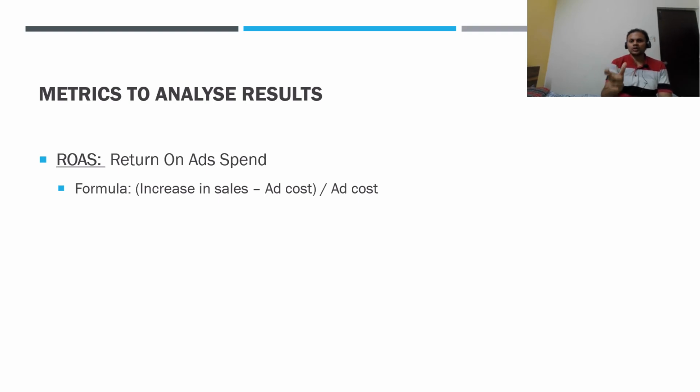So what has happened when the ad was being run is you have seen an increment in your sales of 10 lakhs. So your formula is 10 lakhs minus your ad spend, whatever that amount was. Let's say you spent 2 lakhs on that. So 10 lakhs minus 2 lakhs, divided by 2 lakhs, right? Which comes down to 4. So that, you see, is how you measure return on ad spend. Any return on ad spend above 1 is a good indicator of success. Below 1 means that you are actually spending more than what you are getting as return on those sales.